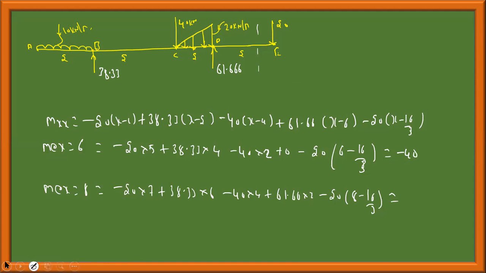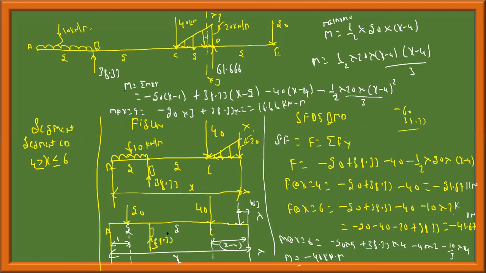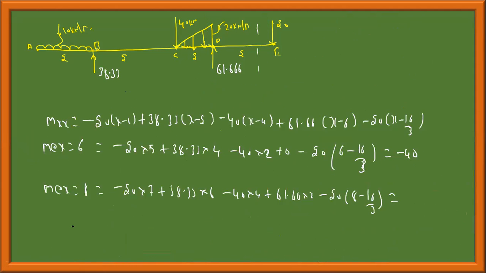See, minus 40, what you have calculated at x equal to 6. We have calculated at x equal to 6, right? Minus 40, the same value we should get. In case there is a moment like this, only then will it change. M at x equal to 8, you should get it as 0. Tell me the value.